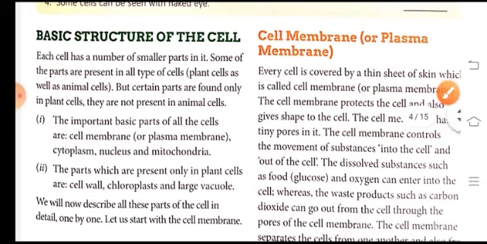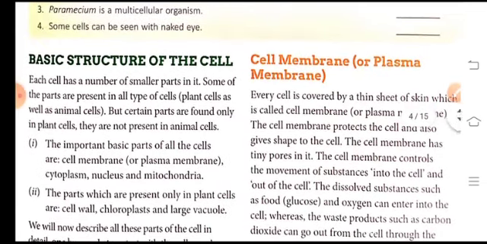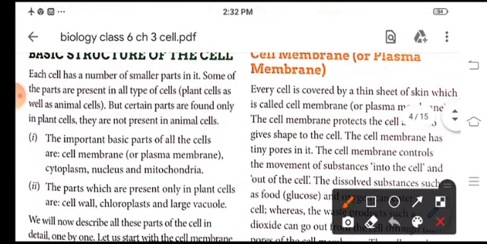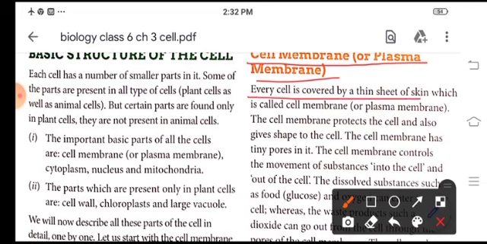Let's start with the cell membrane in detail. Cell membrane, or we can also call it a plasma membrane. Now like our body, it is covered with the skin and inside the skin different parts are present. Similarly, every cell is covered with a thin sheet of skin which is called the cell membrane or the plasma membrane. Now the cell membrane protects the cell and it also gives the shape to the cell. Now this cell membrane has tiny pores.